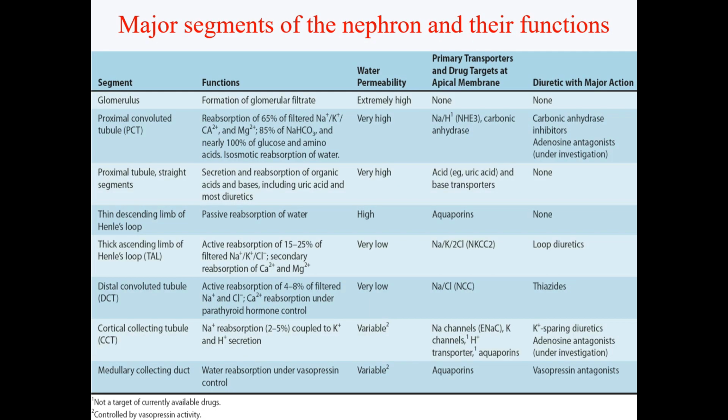Mayer segments of the nephron and their functions. In here you can see different Mayer segments, for example, glomerulus, proximal convoluted tubule, proximal tubule straight segments, thin descending limb of Henle's loop, thick ascending limb of Henle's loop, distal convoluted tubule, cortical collecting tubule, medullary collecting duct, and their functions: water permeability, primary transporters and drug targets at the apical membrane, and diuretic with major action.